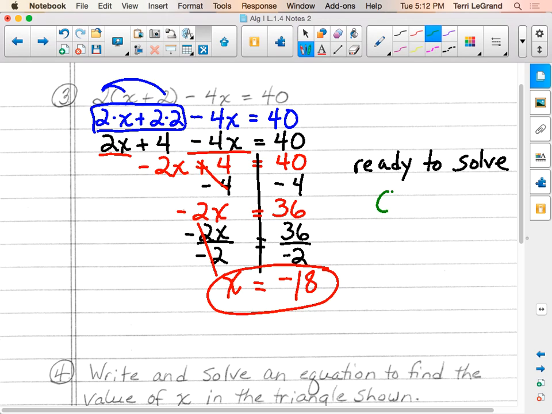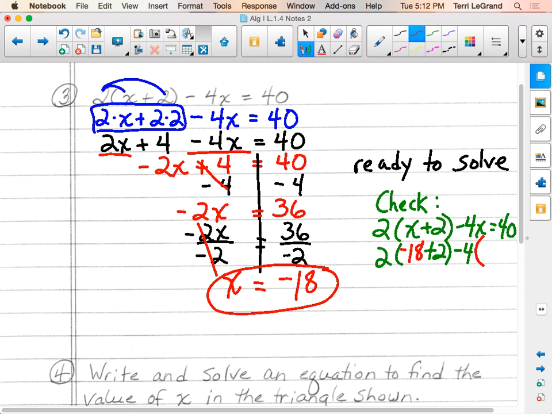So again, let's do a check problem. See how we did. We have a 2. In parentheses, we have an x plus 2. We have a subtract 4x equals 40. So we're going to put in our value for x that we got in both places. Again, we don't have to do distributive property now though, because remember we're just evaluating here.